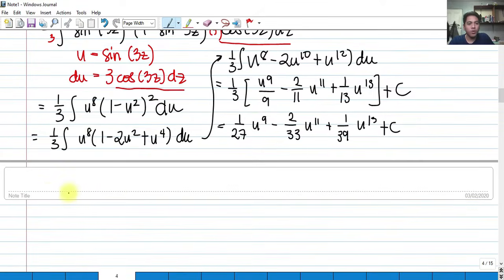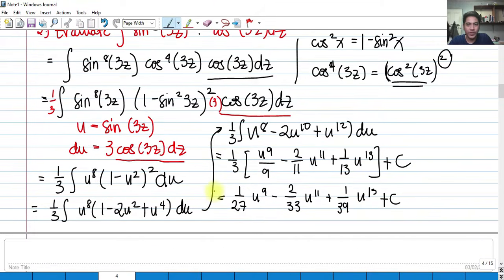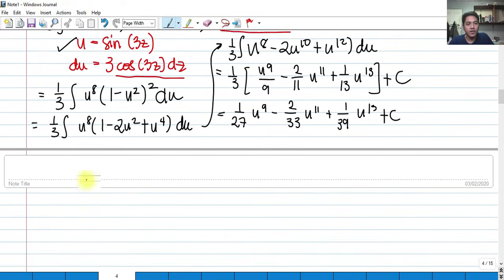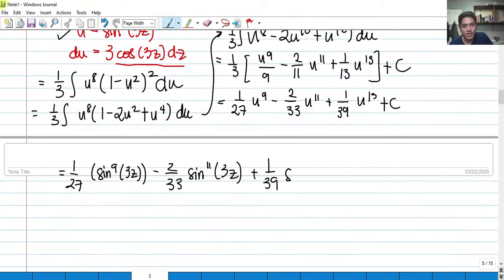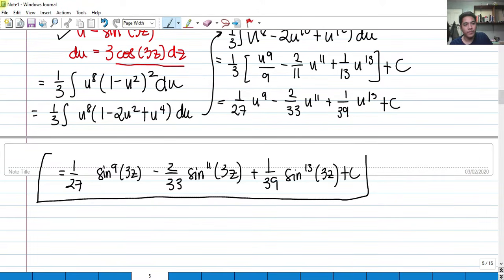Don't forget to back substitute the original value of whatever the value of u is. The value of u is sine 3j. So we have 1 over 27 sine raised to 9 of 3j minus 2 over 33 sine raised to 11 of 3j plus 1 over 39 sine raised to 13 of 3j plus c. And let me just erase the parenthesis here. So, this should be our final answer for this problem number 2.